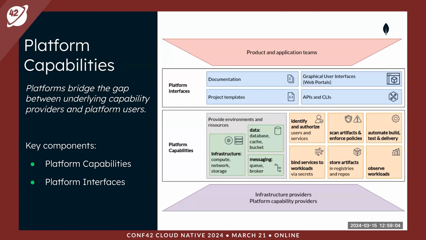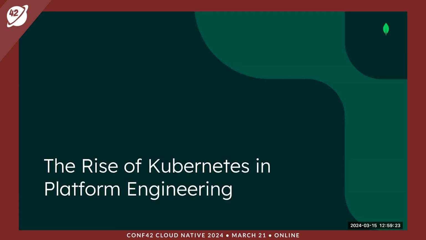As platform interfaces, we describe the ways that platform capabilities are exposed to users of an IDP. These can include a CLI, a GitOps workflow using a tool like Argo CD or Flux, or developer portals like Backstage. So now we're going to look at the rise of Kubernetes in platform engineering.